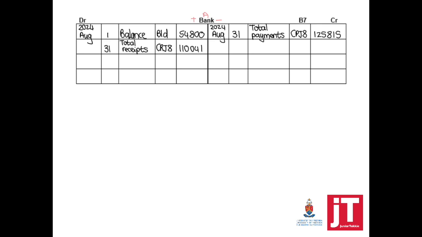Bank, you always need to be careful. We can go from a favorable bank balance to an unfavorable bank balance. So always compare. Here it's clear that the total payments exceeded our total receipts. But we had a balance of 54,800 in the beginning of the month. If I add the debit side, it's more than the credit side. The difference is my balance carried down, which means balance brought down.